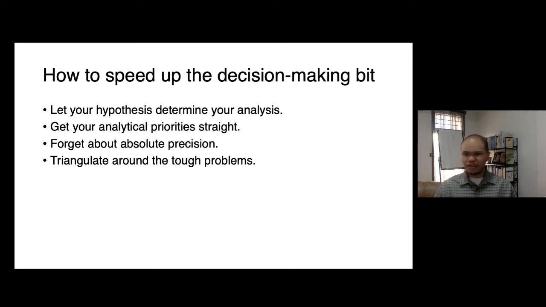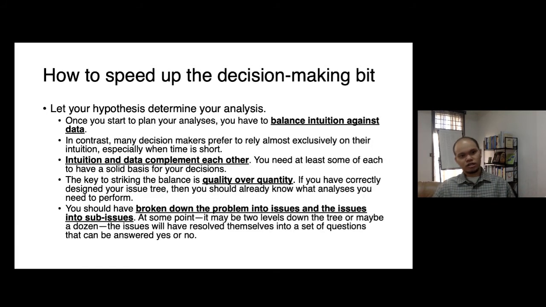Third idea: forget about absolute precision. Sometimes, approximations would be enough, or a rough order of magnitude would be enough. You don't really need to be precise, down to the decimal point, as they say. And triangulating around the tough problems. Sometimes the problems are really hard to crack. Maybe you need to apply a combination of techniques in order for you to be able to arrive at a solution to these problems. So let's go with the first idea, letting your hypothesis determine your analysis.